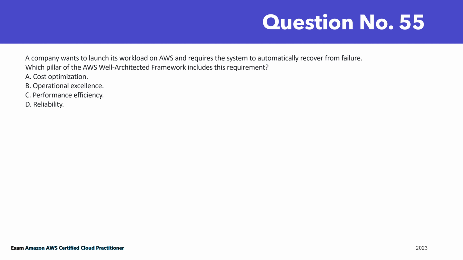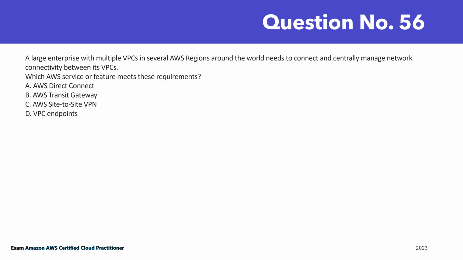A company wants to launch its workload on AWS and requires the system to automatically recover from failure. Which pillar of the AWS Well-Architected Framework includes this requirement? A. Cost optimization. B. Operational excellence. C. Performance efficiency. D. Reliability. Correct answer, D.